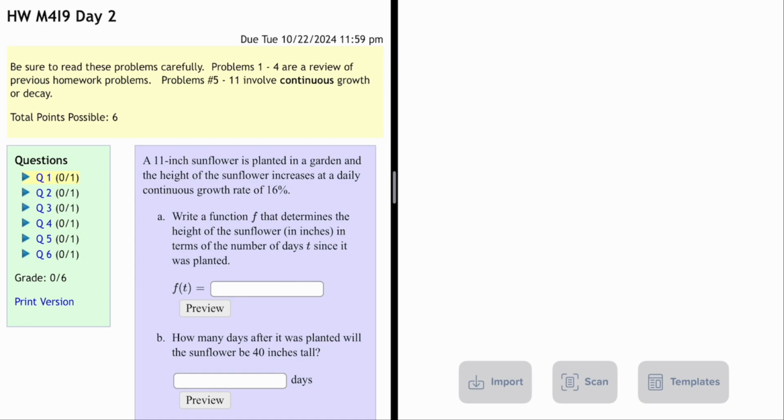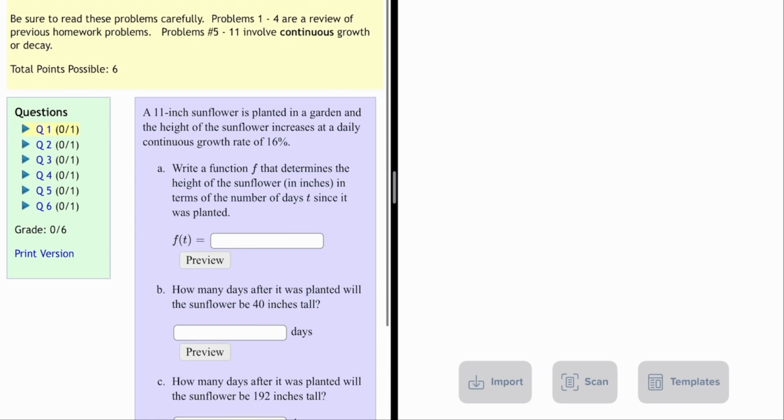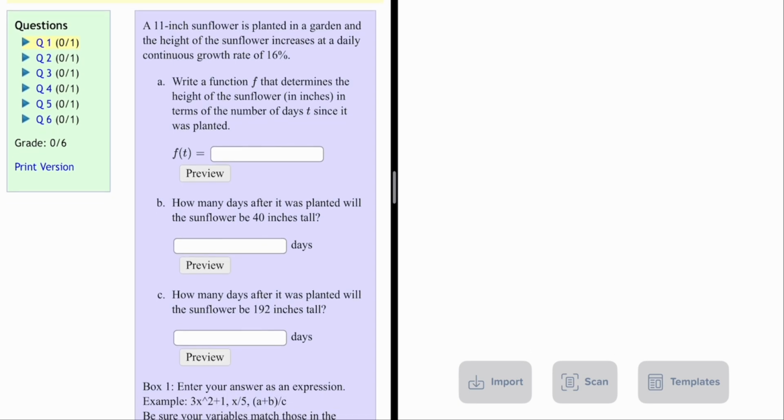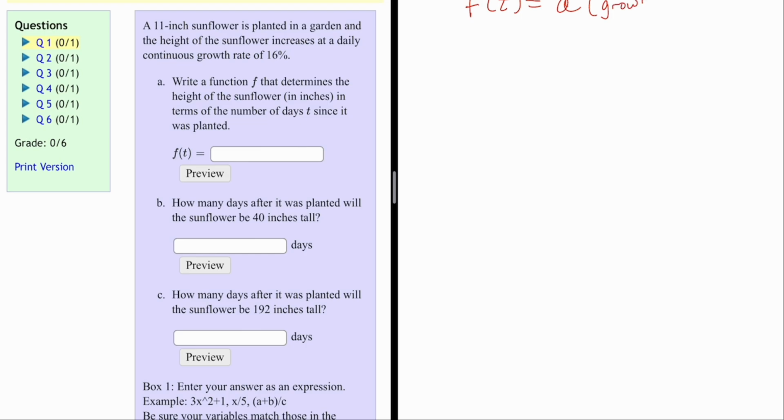in a garden and the height of the sunflower increases daily at a continuous growth rate of 16%. So what we know is that, remember your formula we want to use, it's going to be our starting value, our day 1 growth. You remember we have to compare that to 100%, and then our time. Okay. So for A, I'm going to put f of t equals 11. Now it's going up by 16%.